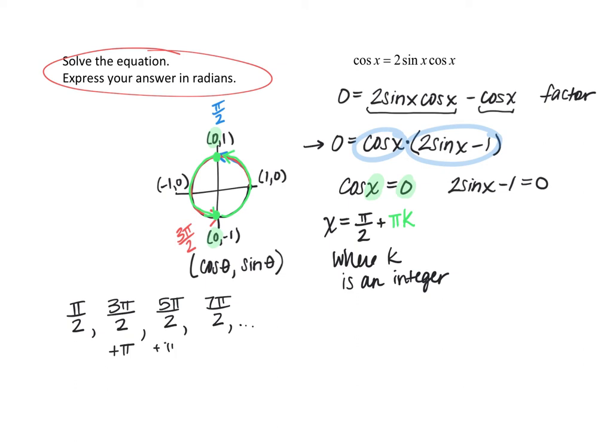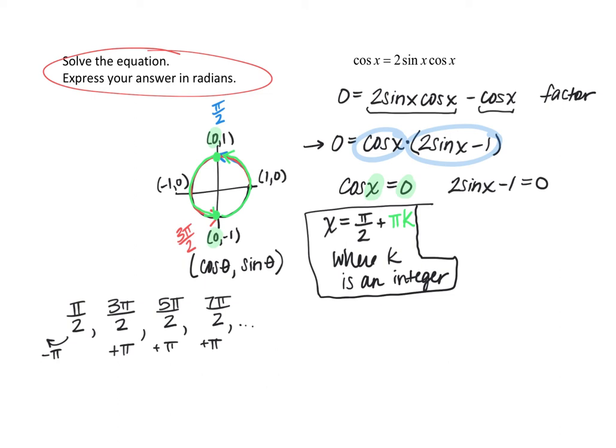If I keep just adding pi every time, I land on another angle that also has a cosine of 0. We call these coterminal angles. But I could also go the other direction, and I could be subtracting pi as well if I wanted to find a smaller angle. And so that's why we write our angle like this. This gives me an infinite number of angles, pi halves plus pi k.